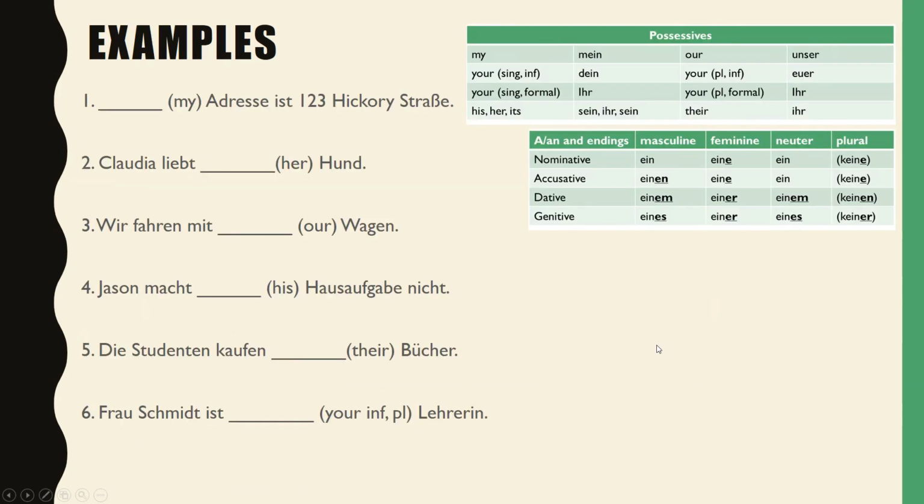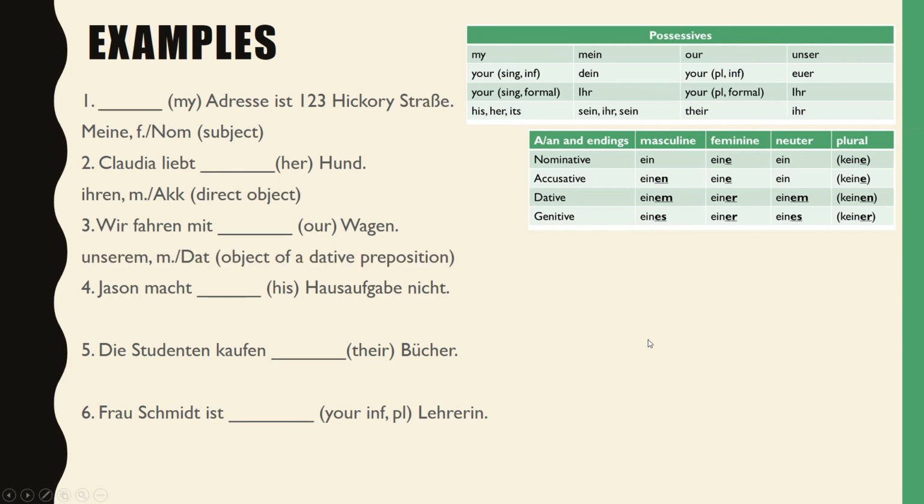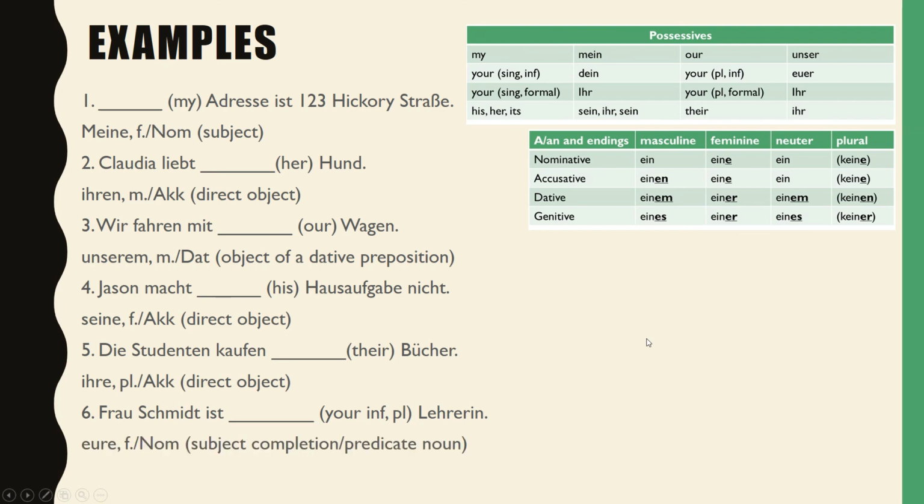Here we have a bunch of examples and charts. Pause the video now to try these on your own. Your answers with explanations are meine, ihren, unserem, seine, ihre, eure.